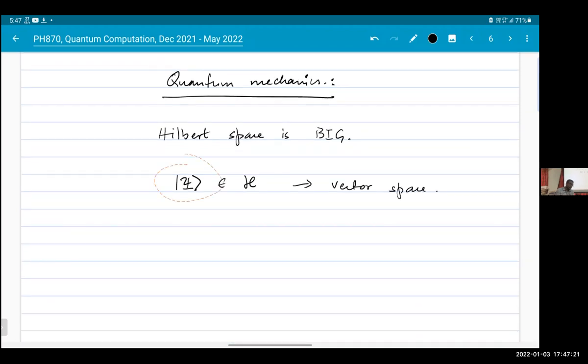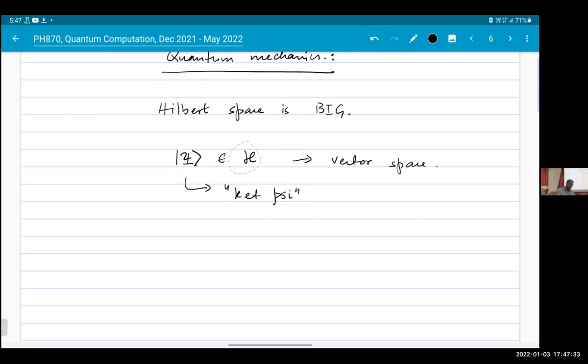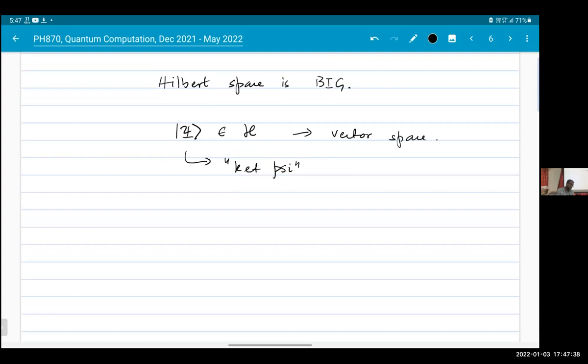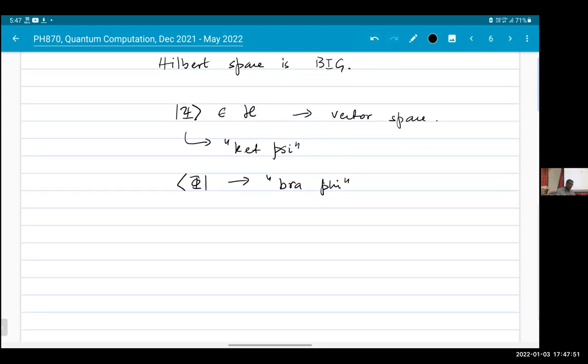So this notation is called a ket. You would pronounce this as ket psi. This is the Greek letter psi, and this is H, curly H. That is our Hilbert space, our vector space. And later on, we will also meet another object, which are called bra vectors. So you would call it bra phi. And this is called the bracket or Dirac notation.